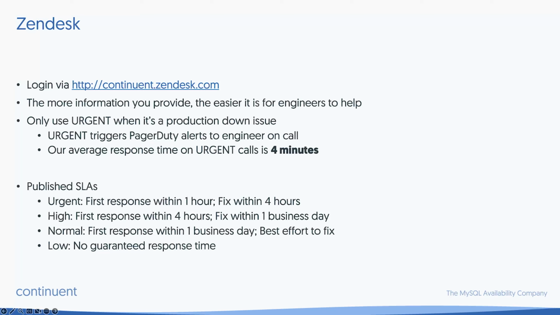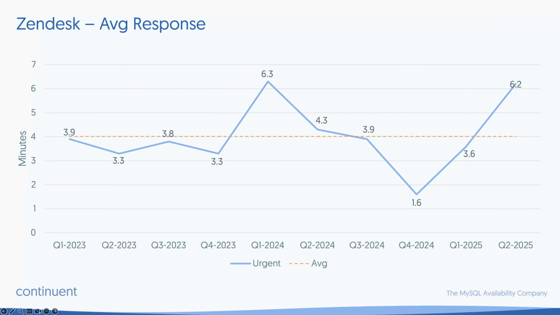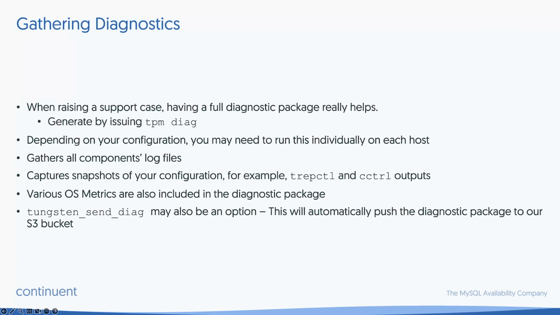I also show here our published SLAs. However, in reality, we are always much faster than this. To highlight our responsiveness, this graph shows our average quarterly response times from the beginning of 2023 up to and including Q2 2025.